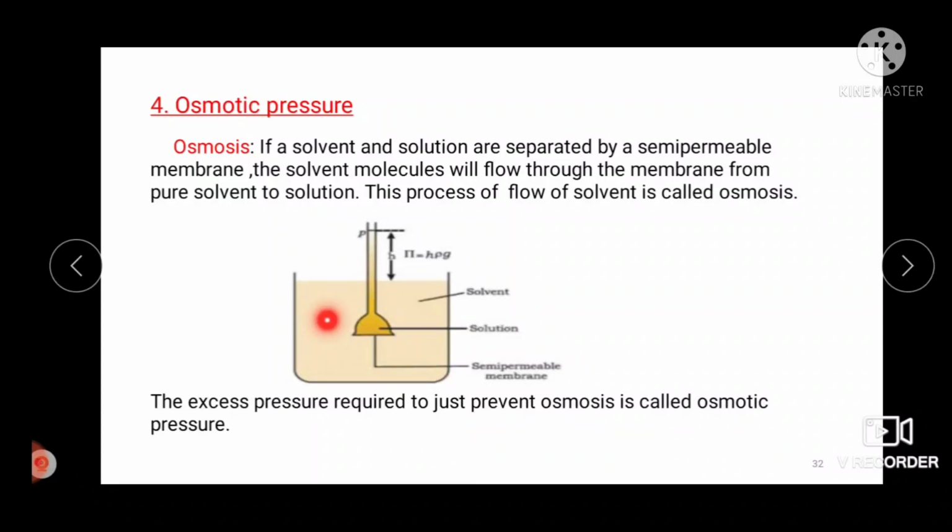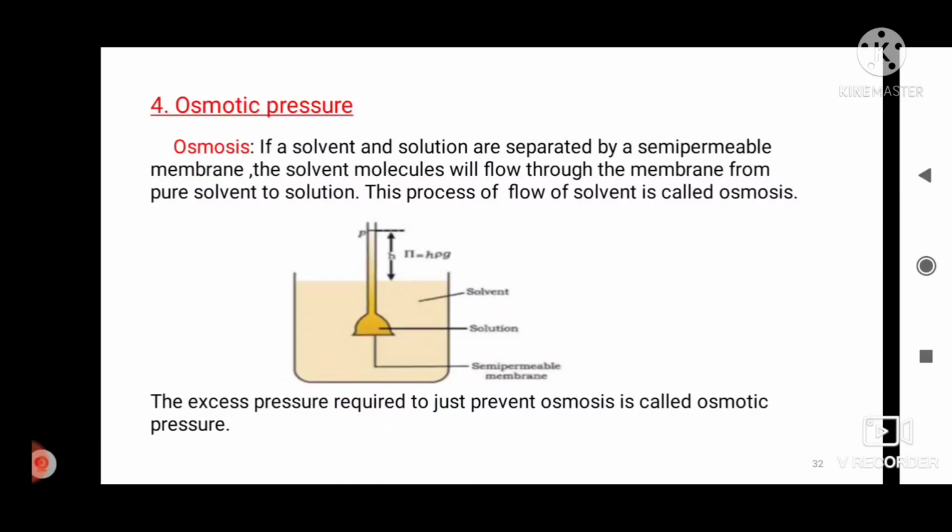This phenomenon is osmosis. Similarly, osmotic flow of a solvent can be observed from a dilute solution to a more concentrated solution also. Then what is osmosis? The net spontaneous flow of solvent molecules through a semi-permeable membrane from the pure solvent into the solution, or from a less concentrated solution to a more concentrated solution, is called osmosis.